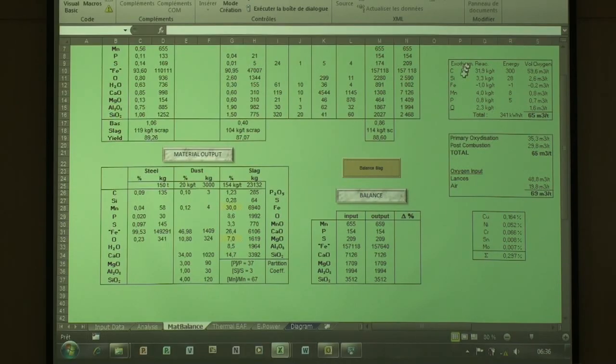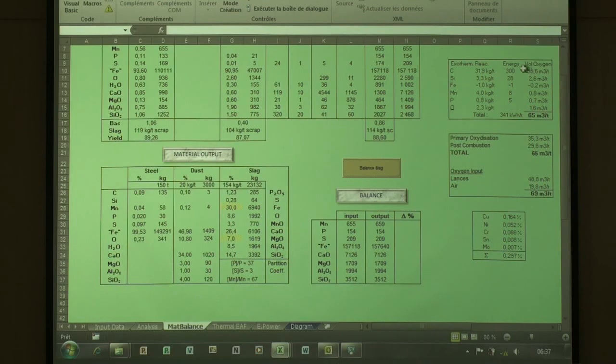And on this side you have some, let's say, main figures. That means, for example, you will have a total of 32 kilograms of carbon involved in the reaction. That means we bring 300 kilowatt hours per ton of energy, and we require 60 cubic meter of oxygen to burn into CO2.